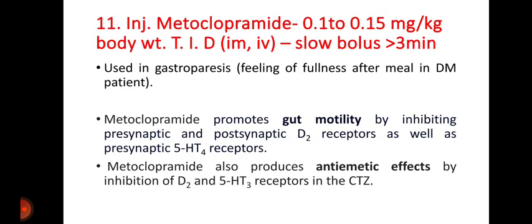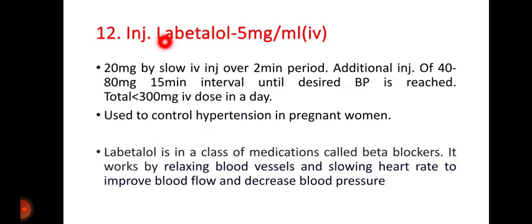Then injection metoclopramide, the dose is 0.1 to 0.15 mg per kg body weight given 3 times a day, and routes are IM and IV, but it is given as a slow bolus injection over 3 minutes and used in gastroparesis, that is the feeling of fullness of the GI tract or the belly after a meal, and it happens in diabetes mellitus patients. Next is injection labetalol, the dose is 5 mg per ml, IV route is preferred.